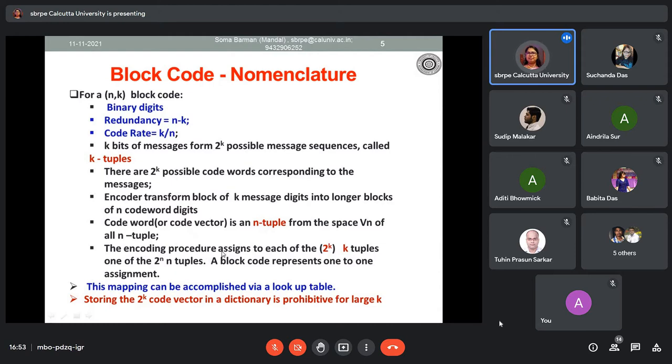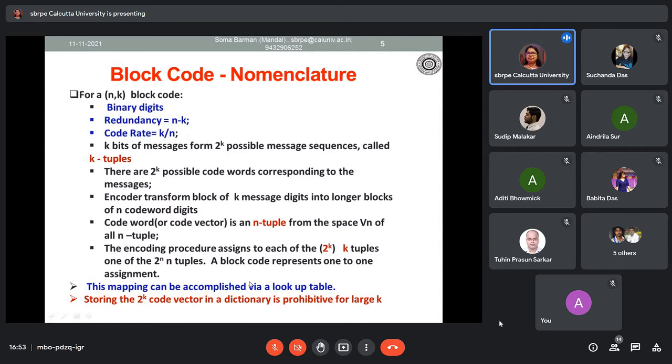Now, the encoding procedure: assign to each of the 2 to the power k tuples one of the 2 to the power n tuples. So a block code represents a one-to-one assignment. So the mapping is a one-to-one mapping. What does it mean? When you are encoding, how many message sequences are there? Each packet has k number of bits, so the number of message sequences will be 2 to the power k. So they are k-tuples.